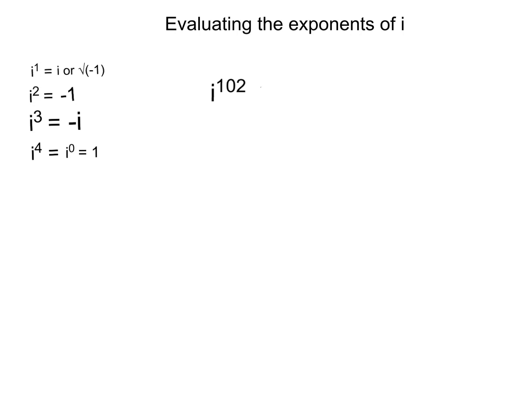Alright, i to the 102. Okay, so again, we're going to use our little trick. So I'm going to take 102 and divide it by 4. Now again, if you've got a calculator, this is going to be easy. However, I do not have a calculator right now, so I'm going to have to do this the long way.